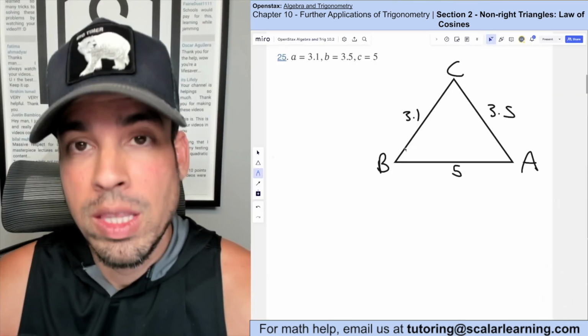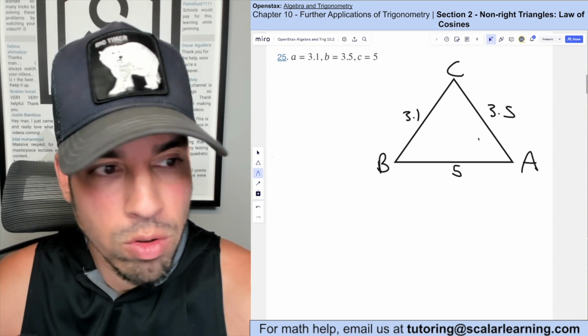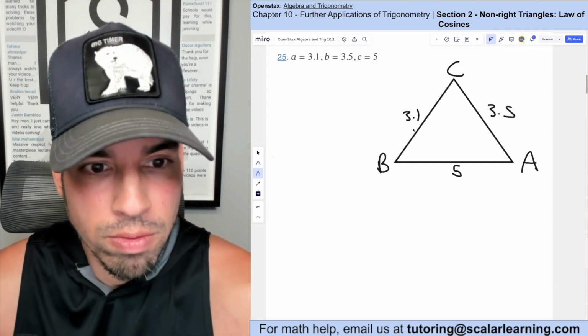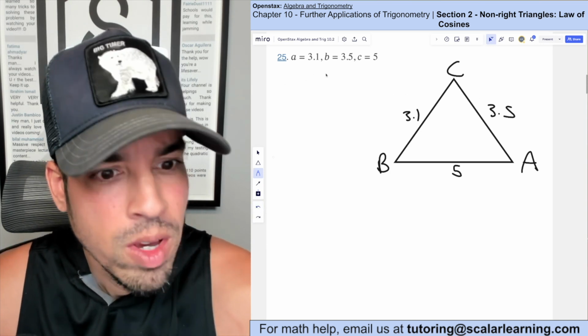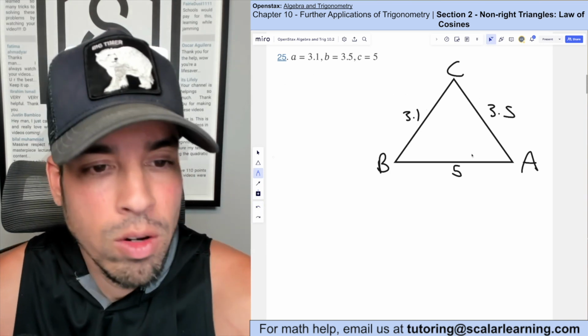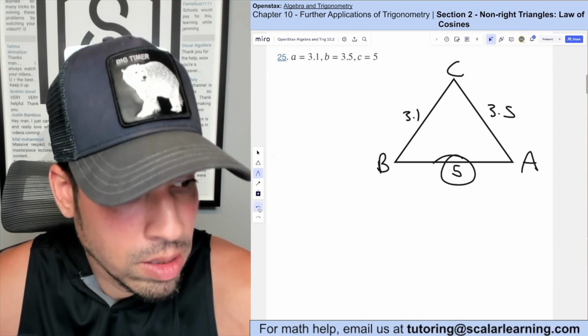Done. So in this one, we know the three sides, but we don't know the missing angles. So we have to start with law of cosines. I'm arbitrarily going to solve for angle C. And again, we could solve for any angle we want first, but let's do that. And then the opposite side to that is 5.